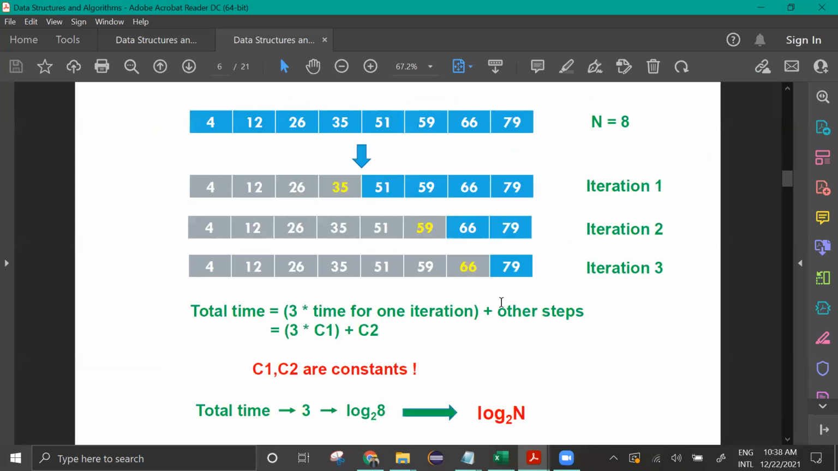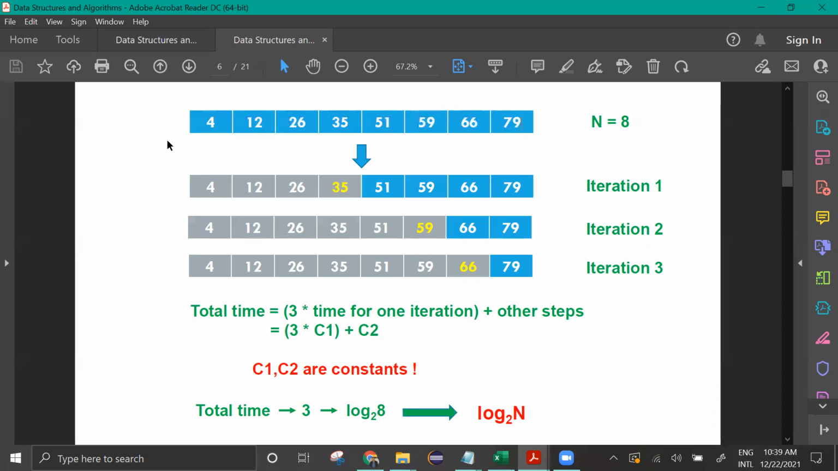Right. So if you take this example here, suppose I have an array of size 8. So how many iterations, how many steps do we have to follow in binary search?